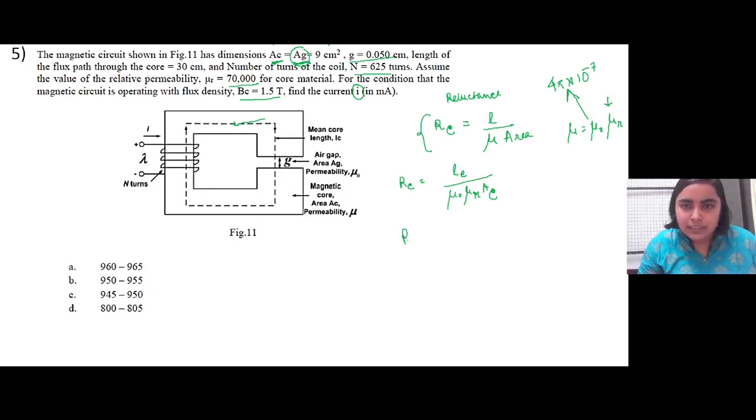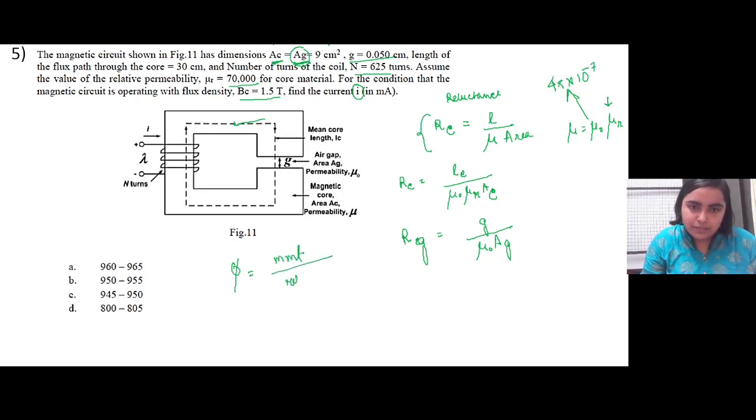And similarly, we have the reluctance of the air gap. Let us denote by Rg, which is equal to the gap length that is given, divided, in place of mu naught mu r, by only mu naught times the area of the air gap. And so flux is given by mmf divided by the reluctance. So mmf is equal to Ni.